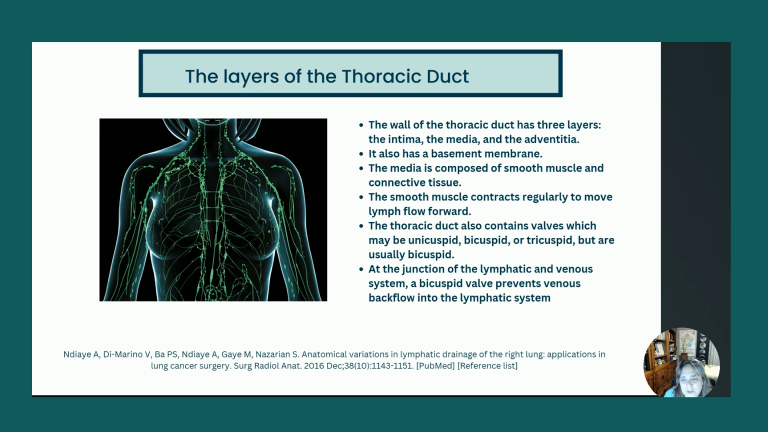So you guys, there's some variances between people. We're all different. Isn't that crazy? At the junction of the lymphatic and venous system, the bicuspid valve prevents venous backflow into the lymphatic system. So we have a very strong valve at that terminal region where the lymphatic system meets the venous system. Obviously, we want lymphatic system going into the veins. We do not want blood backing up into the lymphatic system.